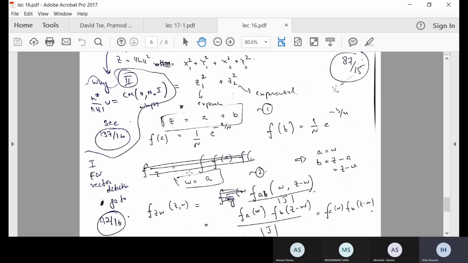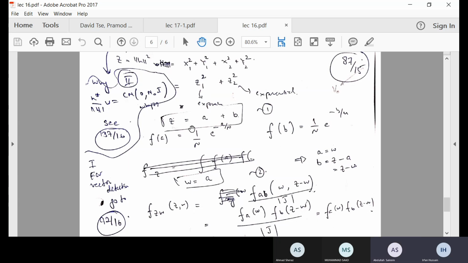I form two functions. One function is z is equal to a plus b, this random variable plus this random variable. This is the original random variable, but I form a dummy function, and that is w is equal to a. I need two functions, so I have these two functions, where a is again this random variable having this distribution, and b is this random variable having this distribution.